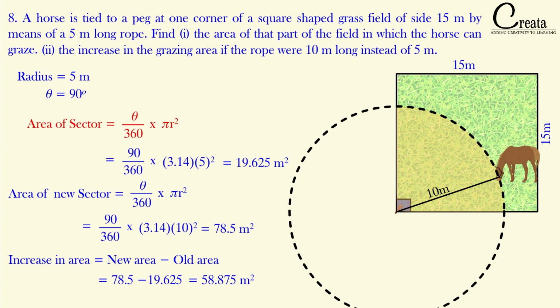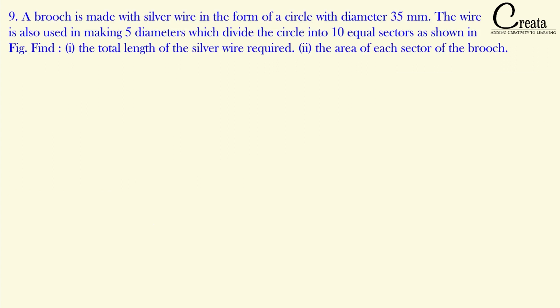So we have done with the question number 8. Let's move to question number 9. A brooch is made with silver wire in the form of a circle with diameter 35 mm. The wire is also used in making 5 diameters, which divides the circle into 10 equal sectors as shown in the figure. Find, 2 parts are given. In the first part, the total length of the silver wire required. Second part, the area of each sector of the brooch. So this is the question.